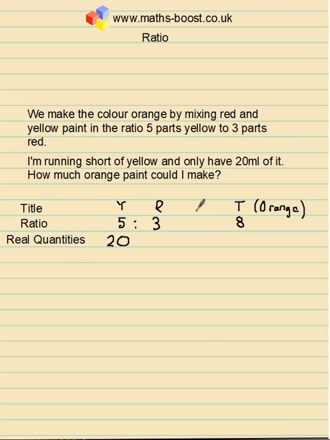To be clear, we've got our title, ratio, and real quantities. And this is the really important point. We know on the one hand we have 20 millilitres of yellow, and that's 5 parts, so we can work out what 1 part is worth. 20 millilitres divided by 5 parts gives us 4 millilitres. And now it's easy. Since we know 1 part is worth 4 millilitres, 3 parts are 12 millilitres, and 8 parts are 32 millilitres, and we can easily answer the question.